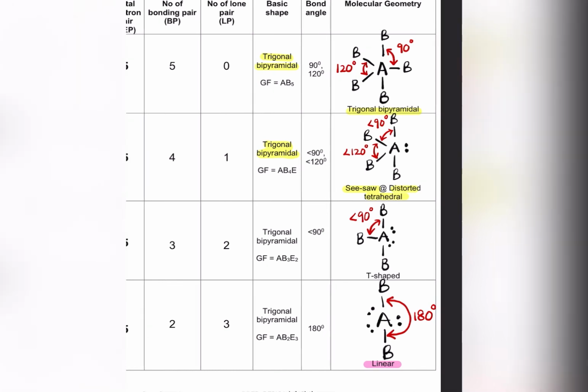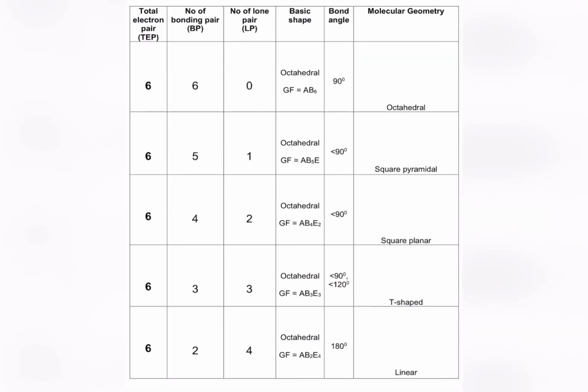Now we go to the last one. Total electron pairs adalah 6. And as you see here, bilangan bonding pairs dan lone pairs different from each other. But the basic shape masih lagi sama, iaitu octahedral. Tetapi awak punya shape for molecular geometry sudah berubah antara satu sama lain. And of course, the bond angle also different. So we start with the AB6 first.